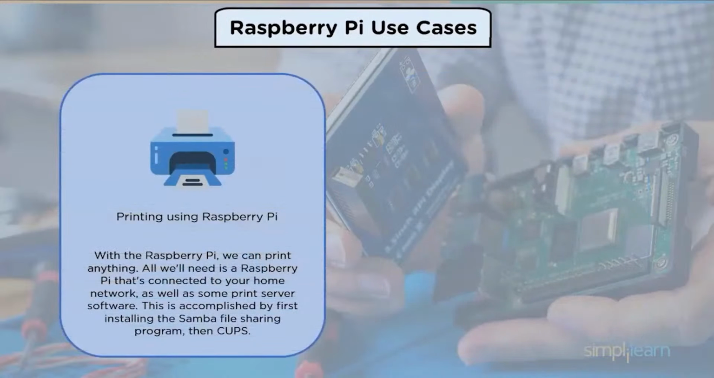Printing using a Raspberry Pi. With the Raspberry Pi, we can print anything. All we need is a Raspberry Pi that's connected to your home network, as well as some print server software. This is accomplished by first installing the Samba file sharing program, then CUPS. CUPS stands for Common Unix Printing System, and includes printer drivers as well as a management console.